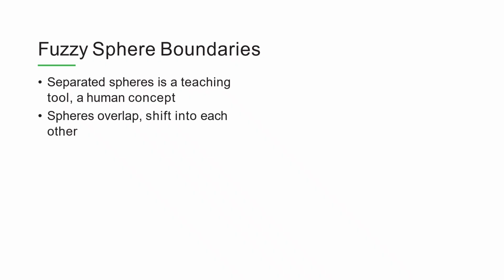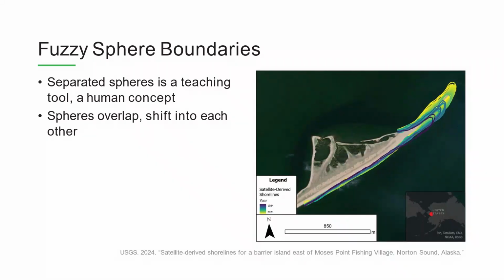We can look, for example, at this map of a barrier island in Alaska. It's showing us through these colored outlines the change in the shoreline of this narrow island. We might say this is a pretty distinct cut between the lithosphere, the sand, and the hydrosphere, the sea. But what causes this change from 1984, the purple lines on the inside, and 2023, the yellow lines on the outside?